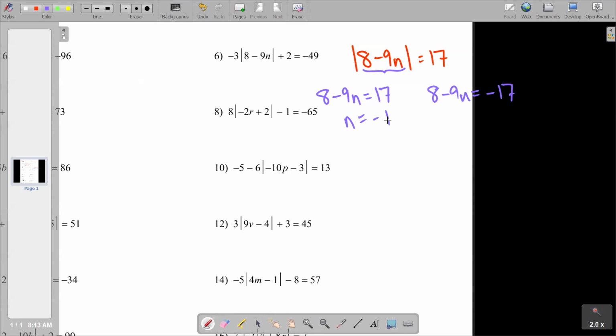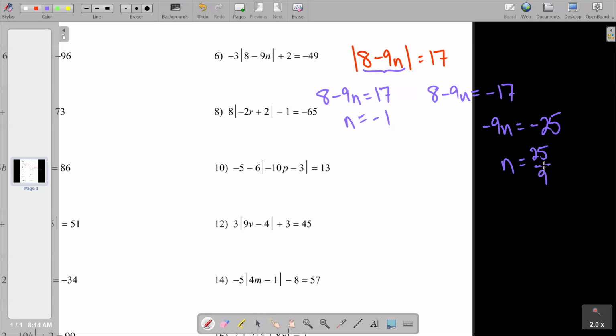And then the other one is going to be subtract 8, and you're going to get -25. And so I'm guessing that this is probably why we're going over this, because it comes out as a fraction. And remember that fractions don't mean we've done anything wrong. Fractions just happen. Not all numbers come out nice. And so on this one, I'm going to show a little more work. If I subtract 8, I get -9n equals -25. And then if I divide by -9, I actually just get something that is what it is.